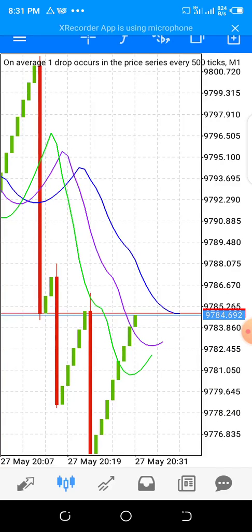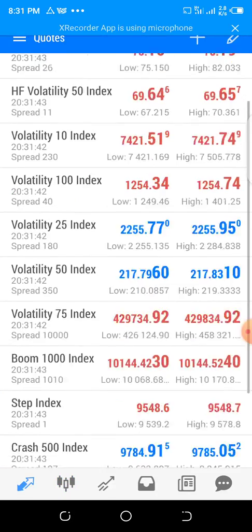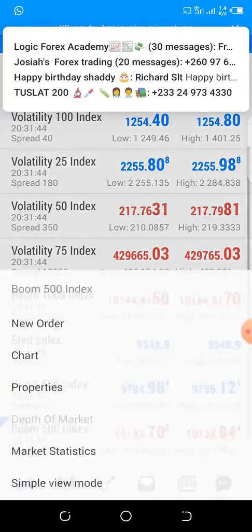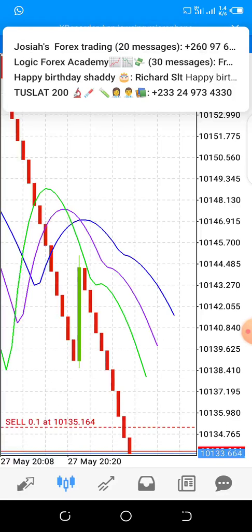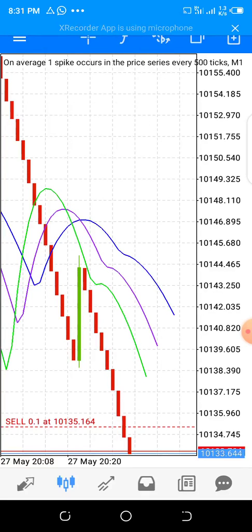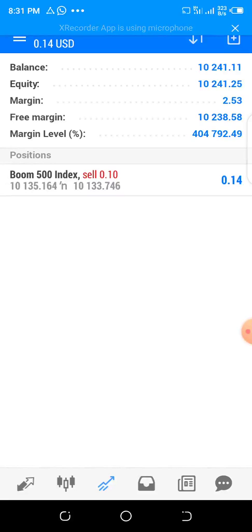So the moment one candlestick is above the alligator, then you enter a trade. So now let's go to the bullish. So now you can see that, patience, it is still going down. So my trade that I entered went against me. Now it is going in my favor.